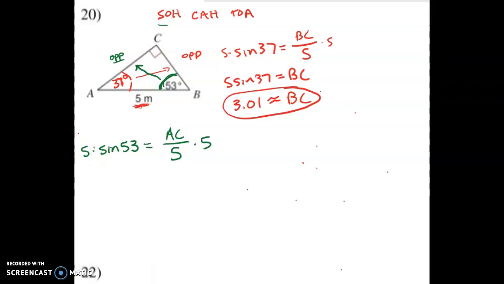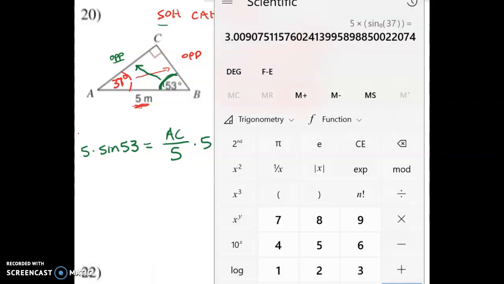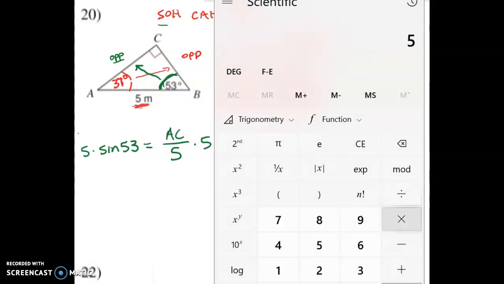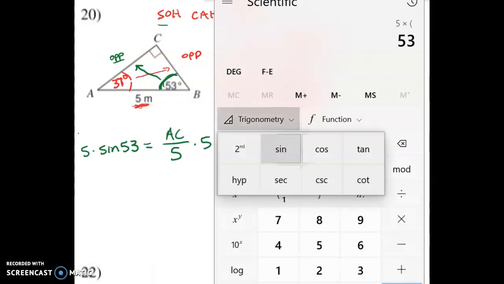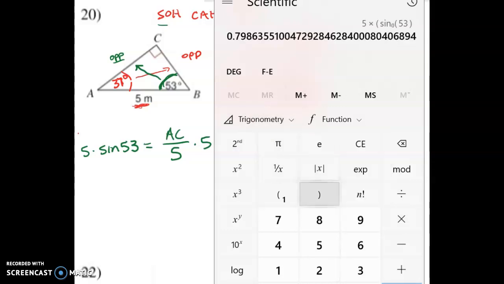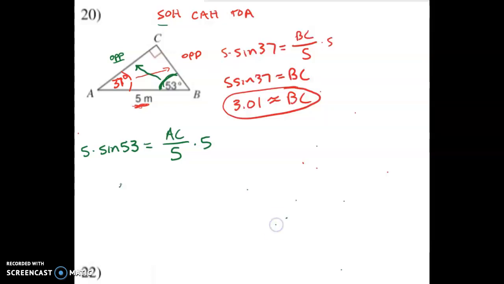To solve it, we multiply both sides by 5. Bring your calculator out. 5 times the sine of a 53 degree angle. Use your parentheses, enter the angle first, and then tell it you want the sine of that thing. Close your parentheses and hit equals. It's equal to about 3.99. So 3.99 is equal to AC.